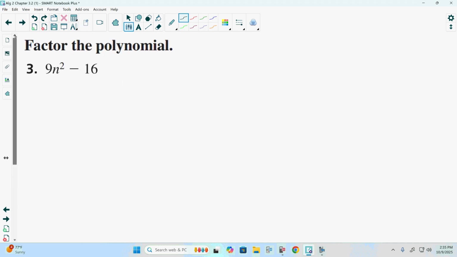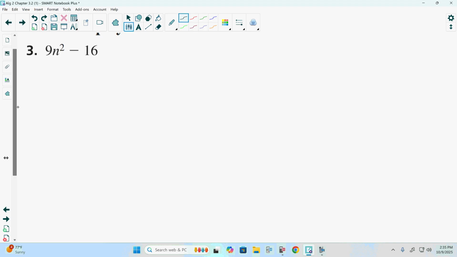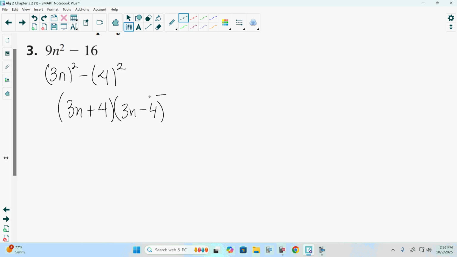9n squared minus 16. So what times itself would get us 9n squared? 3n. What times itself is 16? 4. So a plus b times a minus b. So 3n plus 4 times 3n minus 4. Questions on this here? Are you ready for the next one?